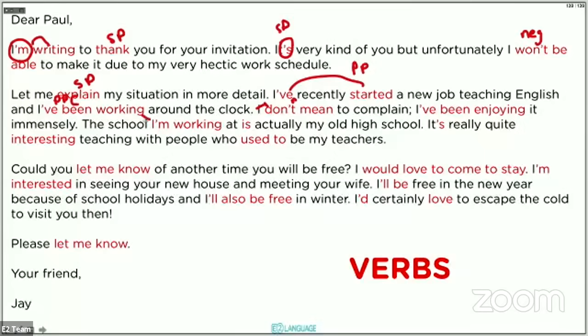I am working. Present continuous is used to. Let me know. That's an imperative. Would love to come to stay. That's a crazy one. I'm interested. We've got a passive one. We've got I'll also be free. We've got a future one here. We've got a modal verb. I would love, and let me know.